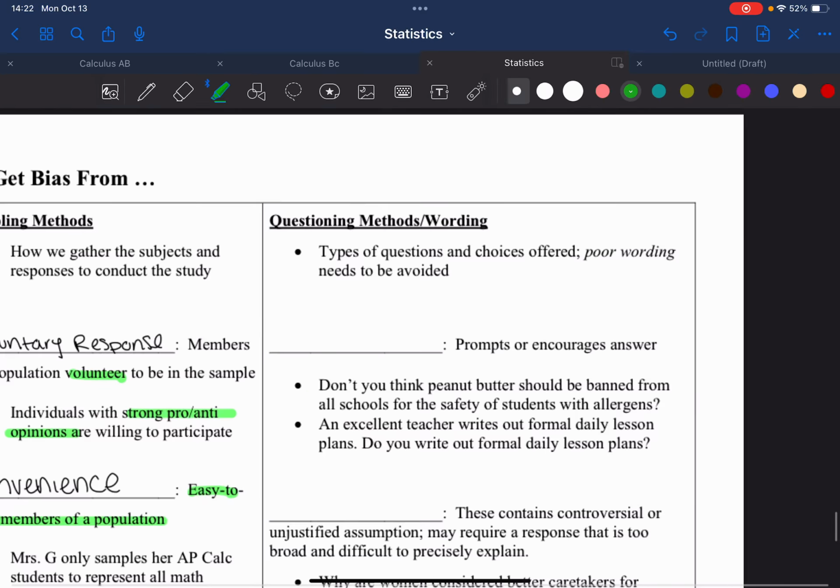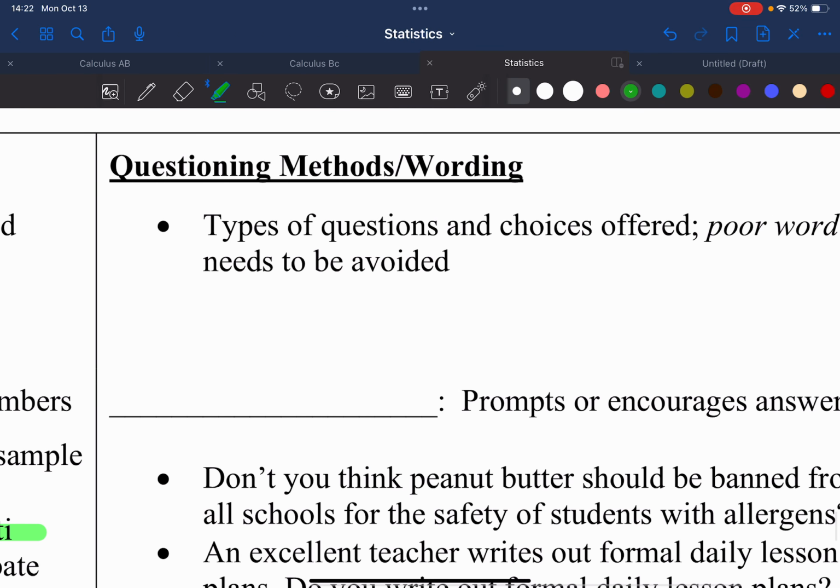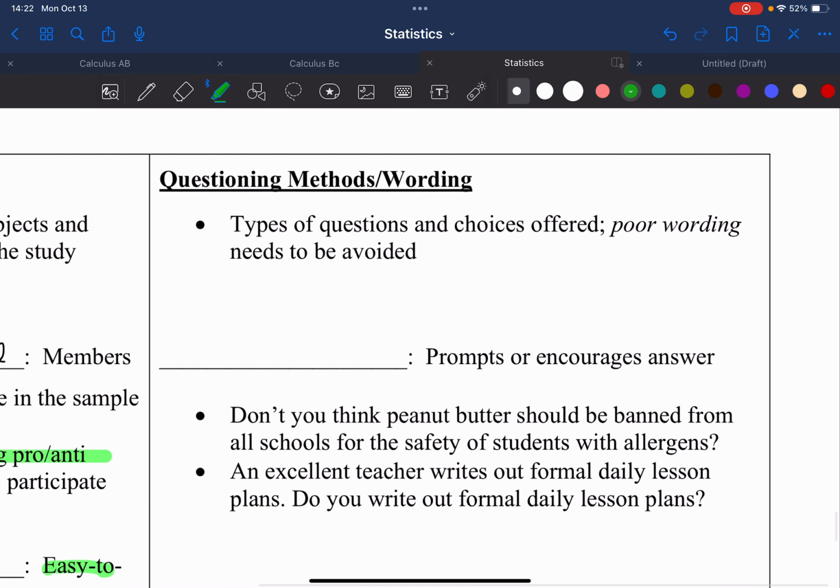Okay. Other ways we could get bias is by questioning methods. So we could have a leading question.